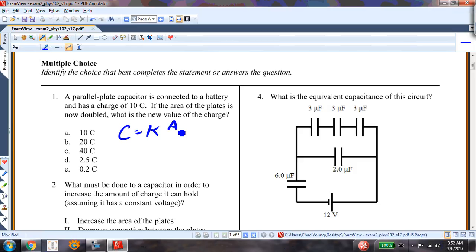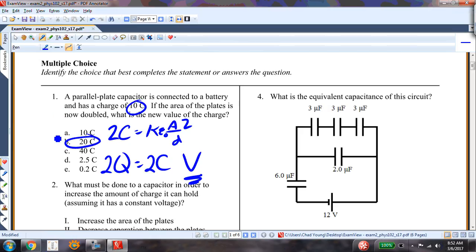So C is kappa epsilon naught A over D. If I double the area, that doubles the capacitance. Since Q is equal to CV, and it stays connected to the battery, V is constant. If I double C, I double the charge. So it did have 10 coulombs, now it's going to have 20 coulombs.